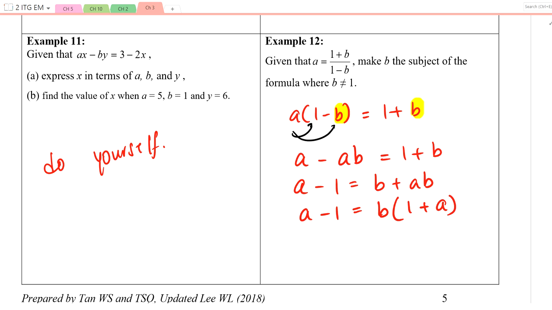So look, initially I had two b terms, so I still have two b terms, and now after factorizing, I only see b appearing once, and that is what I need when I want to make b the subject. So the final step will simply be b equals a minus 1 over 1 plus a.